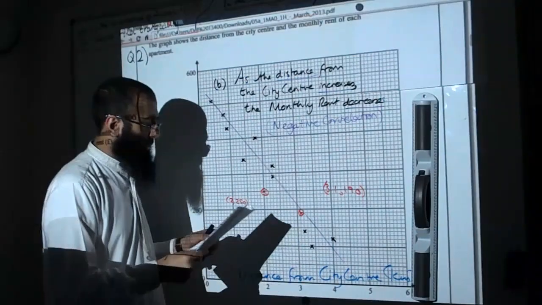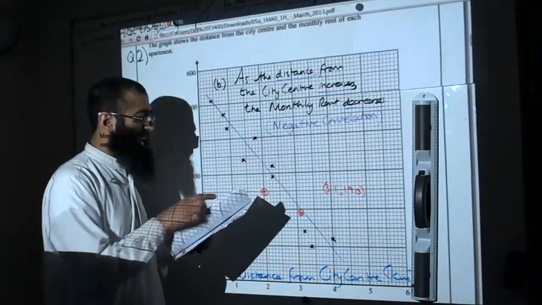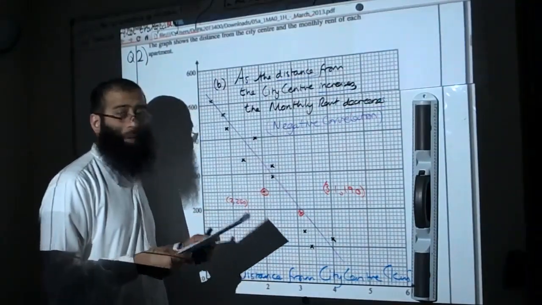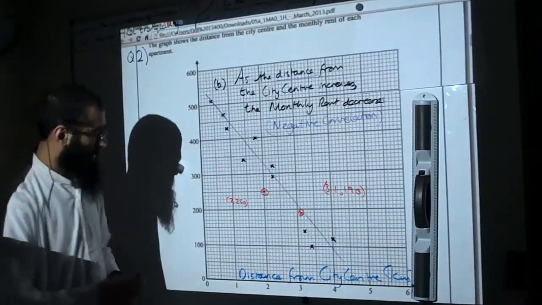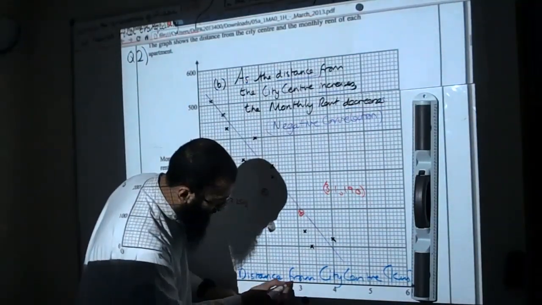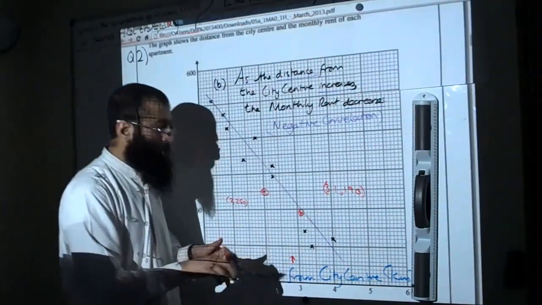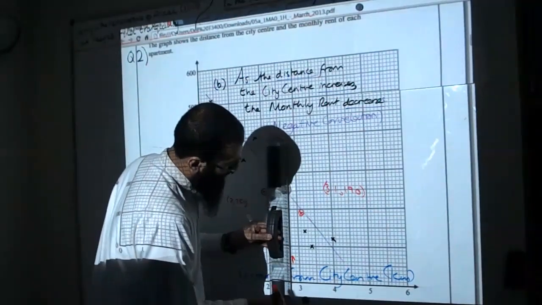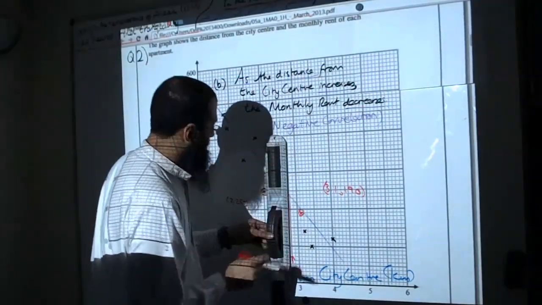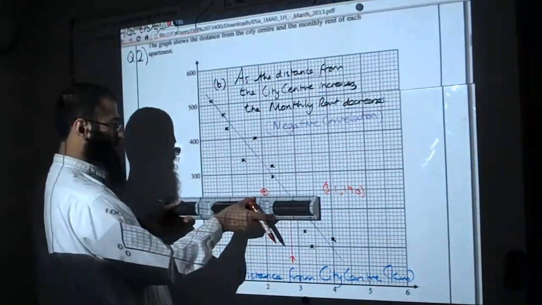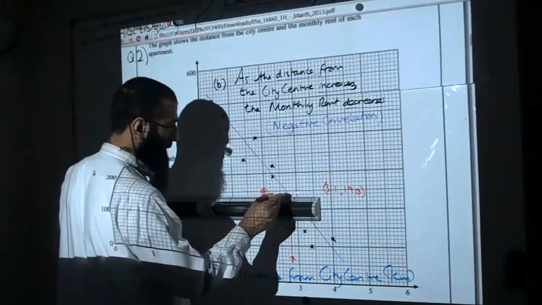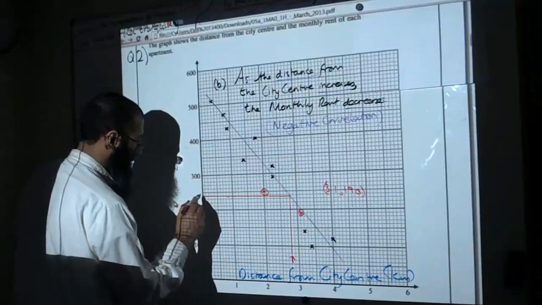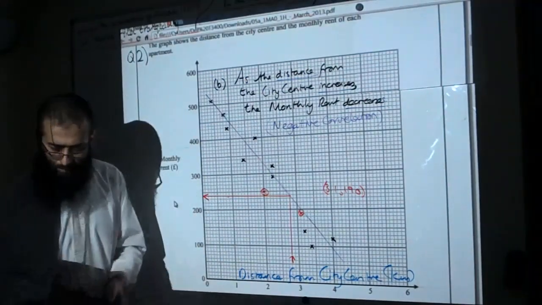Here comes the last part of this particular question, question number 2. It says an apartment is 2.8 kilometers from the city centre. Find an estimate for the monthly rent for this apartment. So 2.8 is here, folks. What we need to do now is get a line from 2.8 kilometers at the bottom. We need to hit our line of best fit. We need to go across. Okay, we need to get our value.